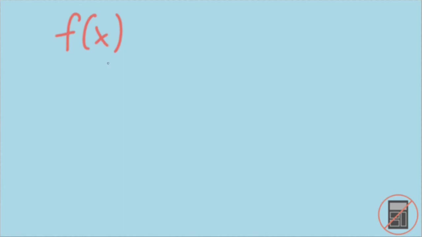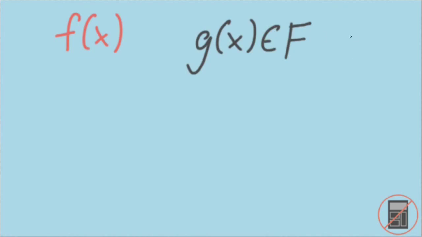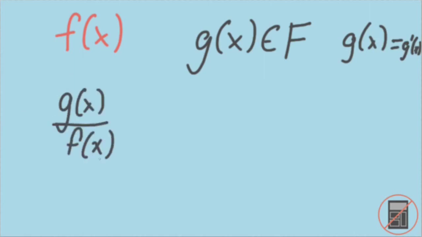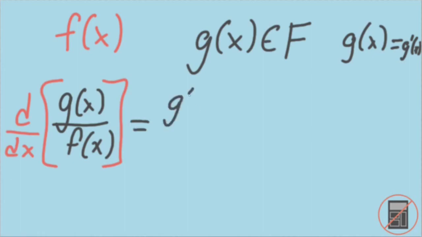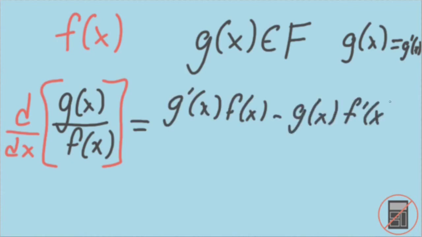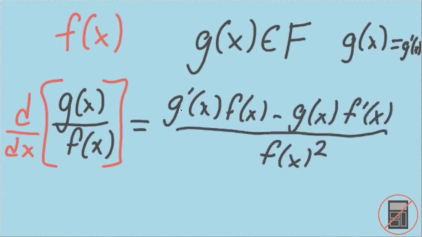So let's say that we have some other function, g of x, which is in our set of all these functions. Just remember g of x is equal to g prime of x. Then, let's take a look at g of x over f of x. We can try a similar trick as before and take its derivative, since we suppose that this is going to be a constant. So its derivative should be 0. And we can check, using the quotient rule, that this is g prime of x, f of x, minus g of x, f prime of x, over f of x squared, which ends up canceling because the primes don't actually change these functions.